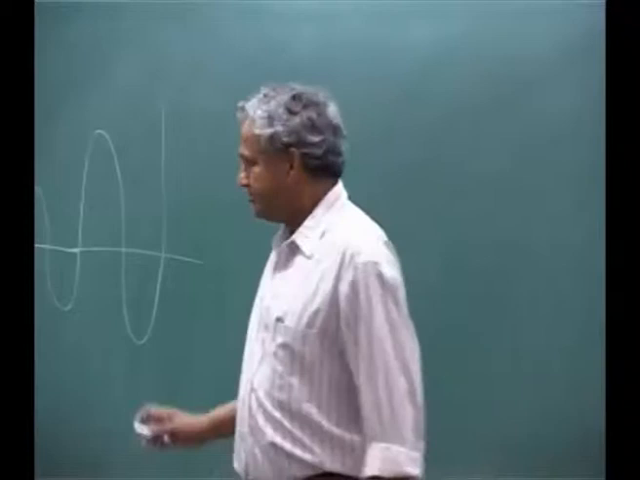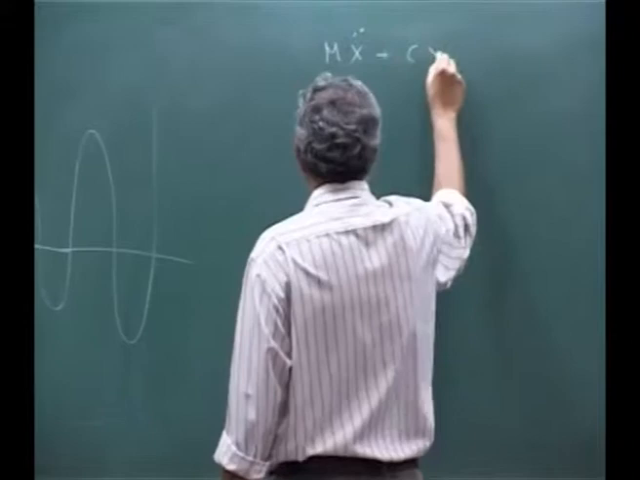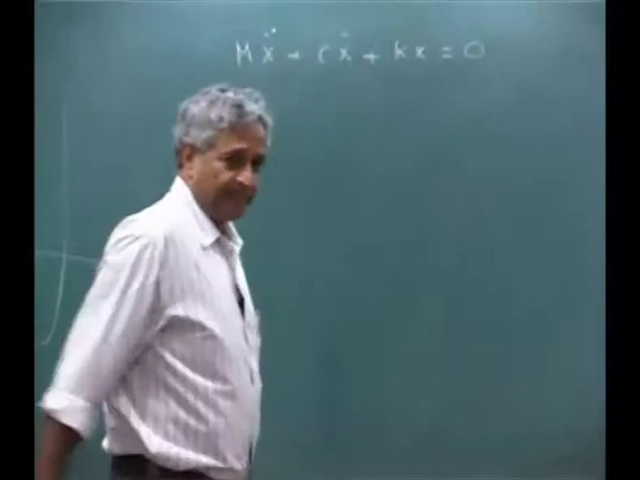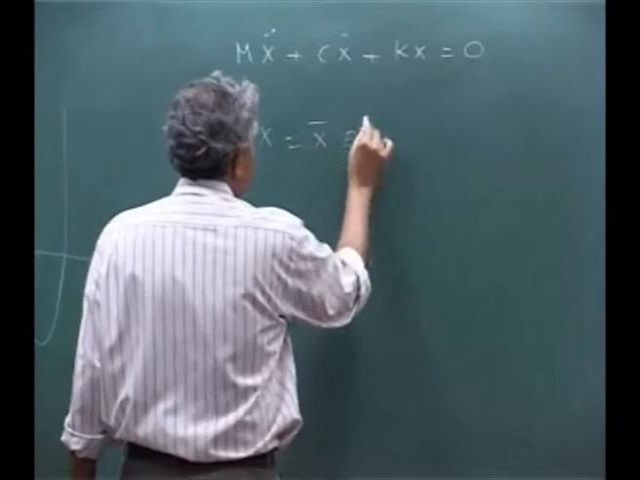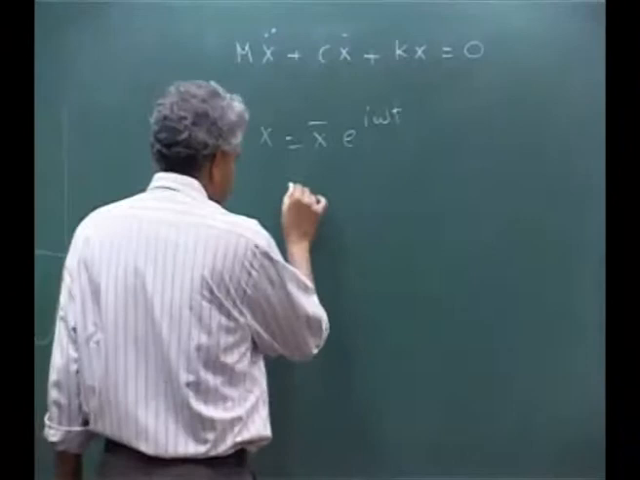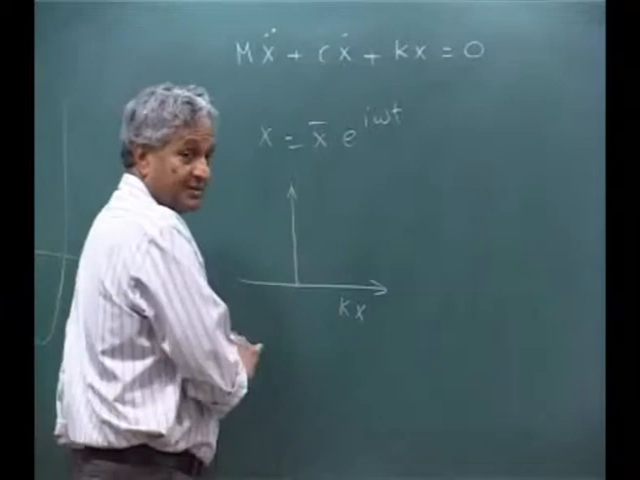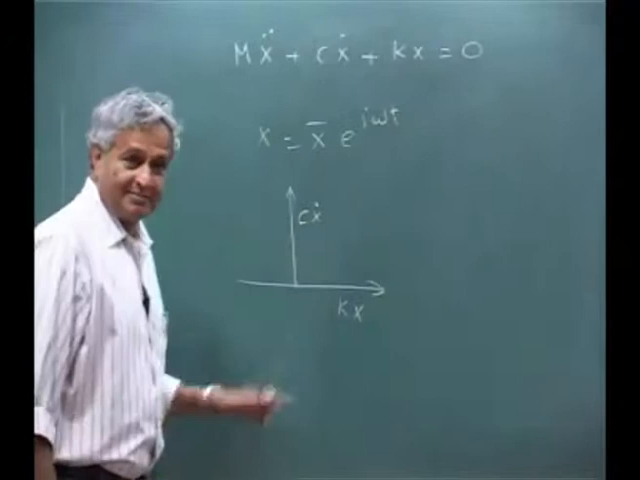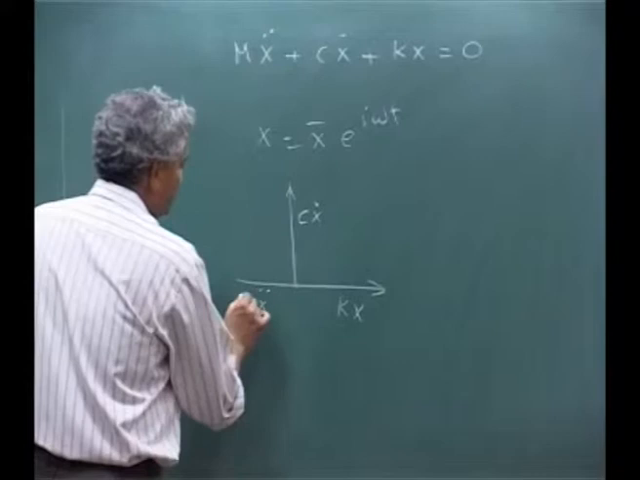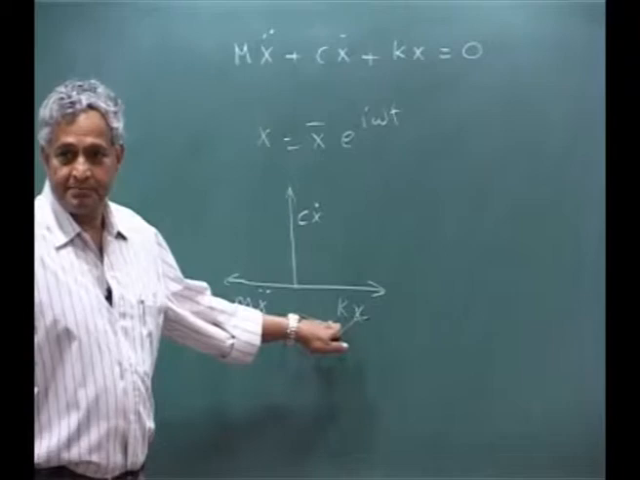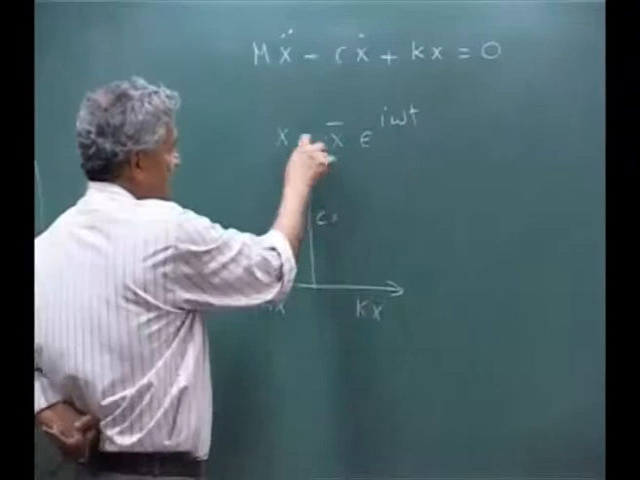if you have a system, because this is a very familiar system for us, okay, m x double dot plus c x dot plus k x is equal to zero, we say that. In this system, if x is equal to some x bar e to the power i omega t, that is oscillating, if you draw the phasors, the x axis is k x, then your damping term is at 90 degree phase to the displacement, and this is 180 degree phase to the displacement, or you say spring force. Okay, because if you take x dot, I will come, i is e power i pi by 2, that means 90 you can add.